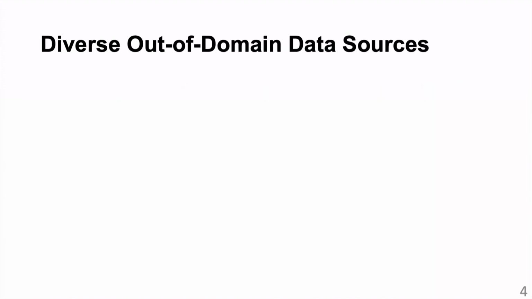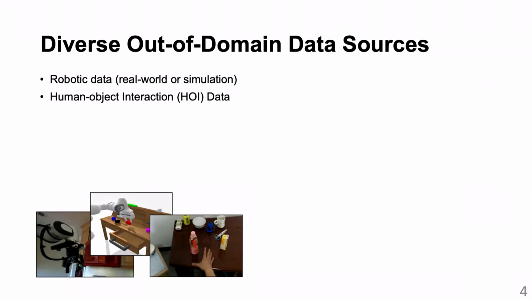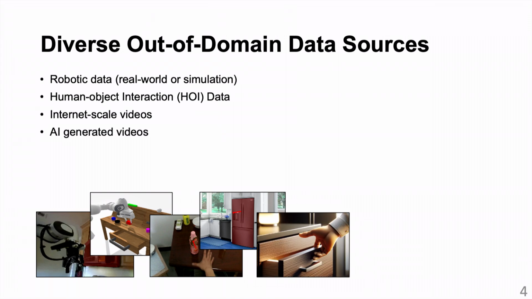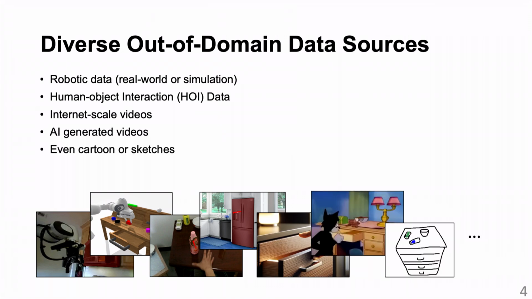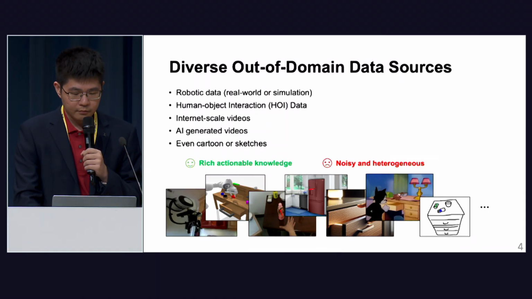This out-of-domain data can come from many different sources, ranging from robotic data in the real world or simulation, human-object interaction data, internet-scale videos, AI-generated videos, and even cartoons or sketches. This data contains rich, actionable knowledge that is very useful to learn manipulation skills. However, it is often very noisy and heterogeneous, which means that it has very different observation and action spaces. Therefore, we need to rethink how to unify and utilize such actionable knowledge in this data.